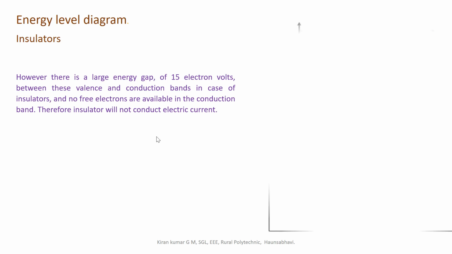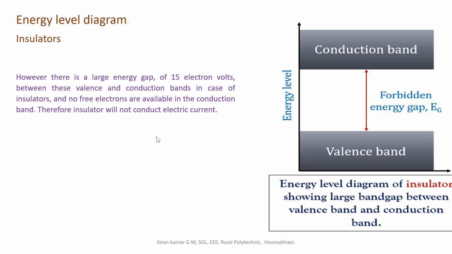That's why in these insulators, the conduction band is almost vacant. It does not contain any free electrons. Where there is a vacant conduction band with no free electrons, such a substance will not at all participate in conducting the electric current through it. That's why it's called an insulator, which does not allow the electric current to pass through it.